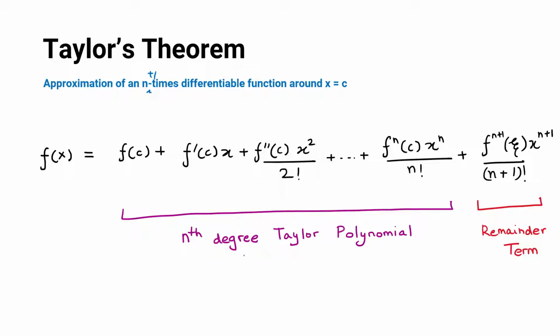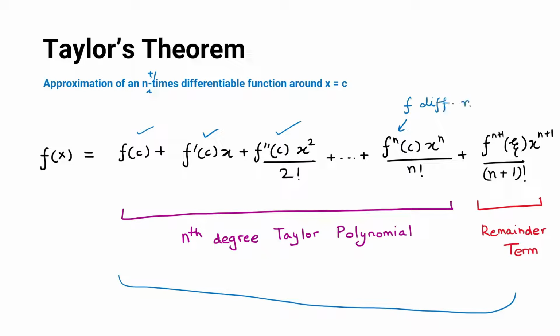As you can see, on the right hand side, these are all polynomial functions, and f(x) approximated around c is given as f(c) plus f'(c) into x plus f''(c) x squared by 2 factorial plus, and you can see the pattern, and the nth term is actually given by f^(n)(c), which means f differentiated n times, into x to the power of n divided by n factorial. This is also the nth degree Taylor polynomial.